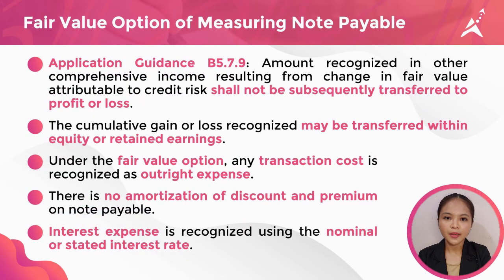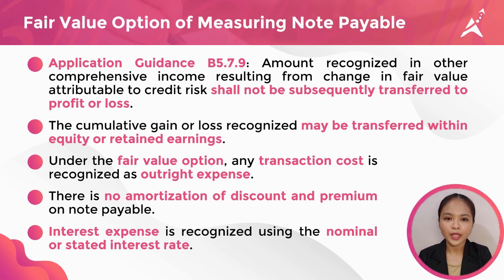Application Guidance B5.7.9 provides that amount recognized in other comprehensive income resulting from change in fair value attributable to credit risk shall not be subsequently transferred to profit or loss. However, the cumulative gain or loss recognized may be transferred within equity or retained earnings.